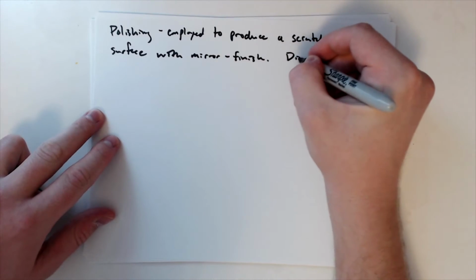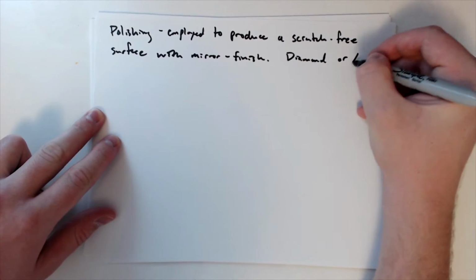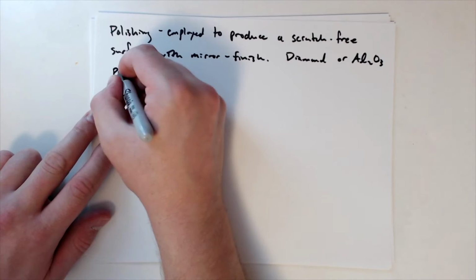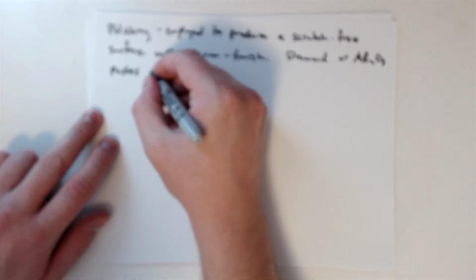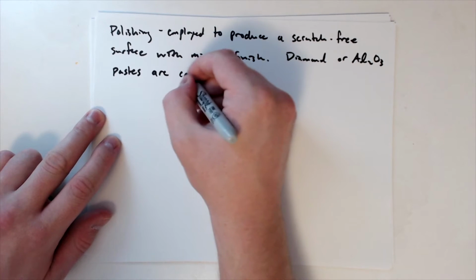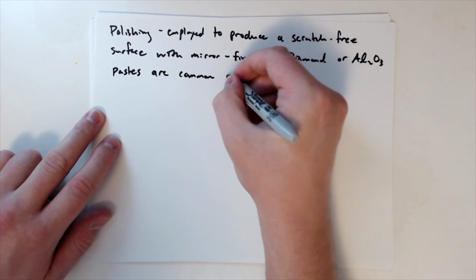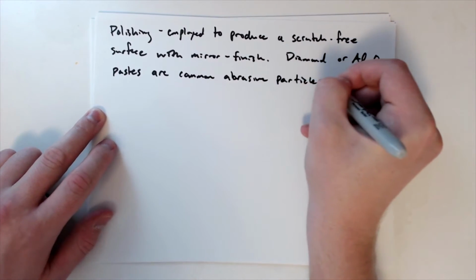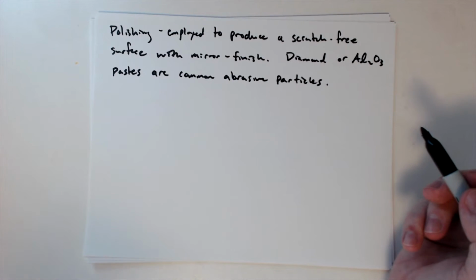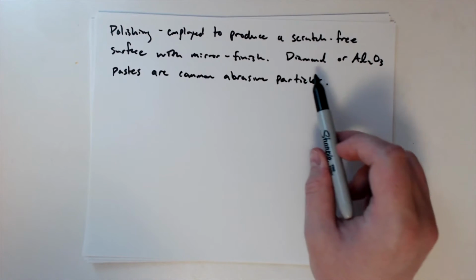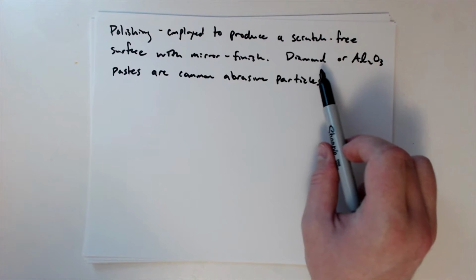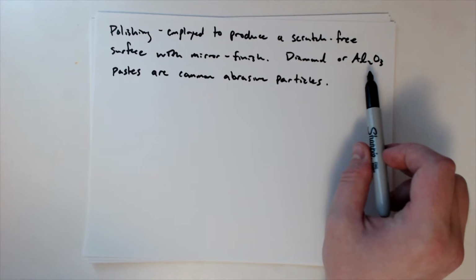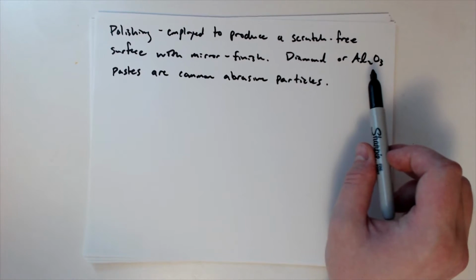Here we use diamond or alumina, Al2O3, a hard ceramic, and these are present in paste. So we use paste of these, and these are common ones that we have for abrasive particles. So grinding, we had grit papers with typically silicon carbide. Here we're going to have a slurry or paste that has diamond particles of a specific size or alumina particles, and we're going to place that onto a cloth.